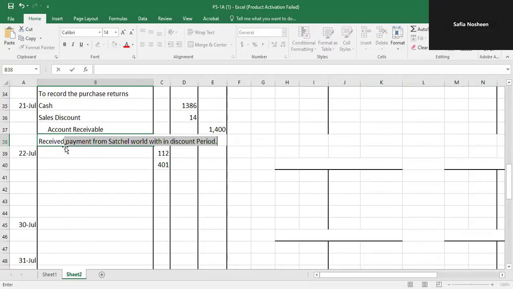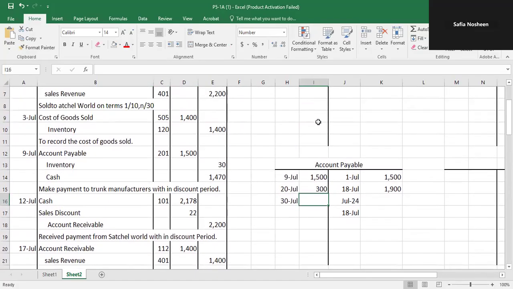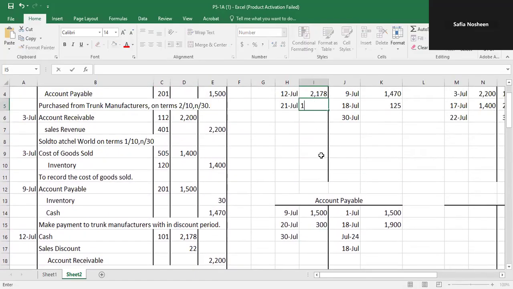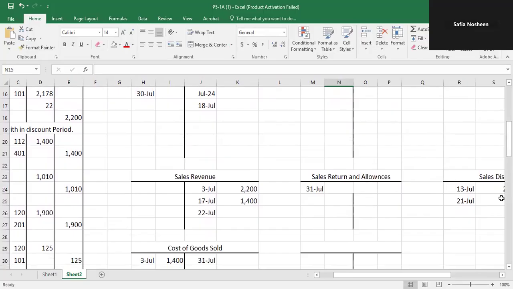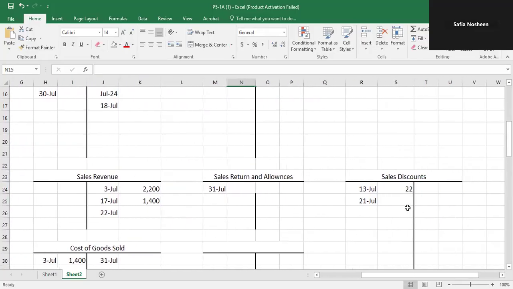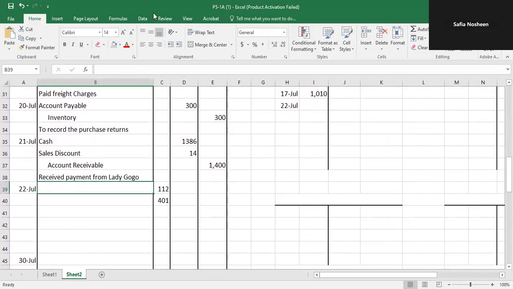Received payment from Lady Gogo. So cash is 1386, whereas account receivable was 1400, and 1400 was recorded as sales. 14 was the sales discount. So now we will do the next entry.